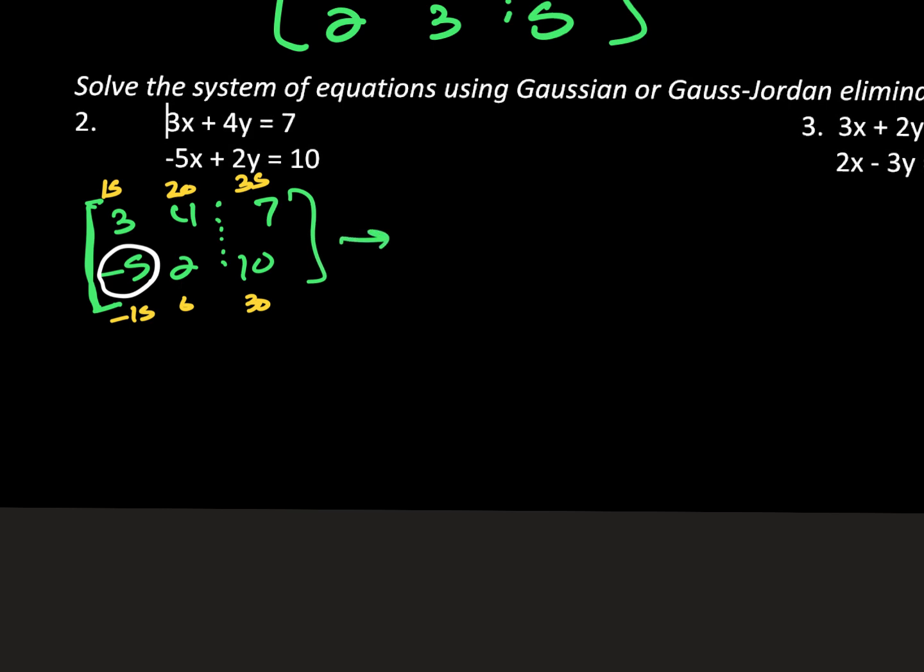And what I'm going to do is my top row is not changing until the very end. I'm using it to change my bottom row. So I'm going to add the 15s. I'm adding the yellow numbers. 20 and 6 is 26. 35 and 30 is 65.